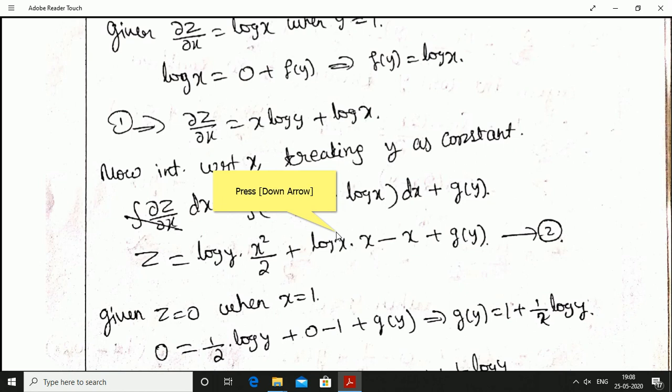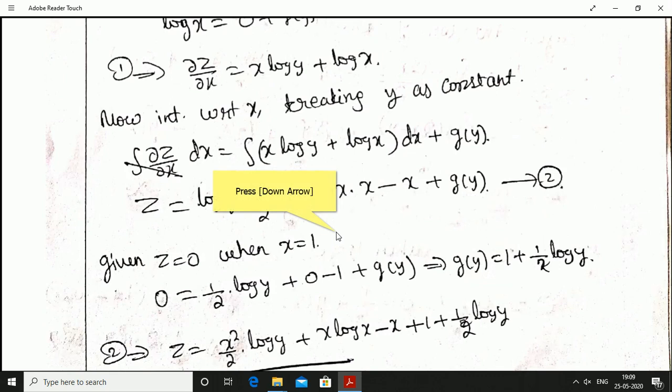Apply the second condition. Given z is equal to 0 when x is equal to 1. So equation 2 takes the form 0 is equal to log y by 2 plus 0 minus 1 plus g of y, or else g of y is equal to 1 minus 1 by 2 into log y.